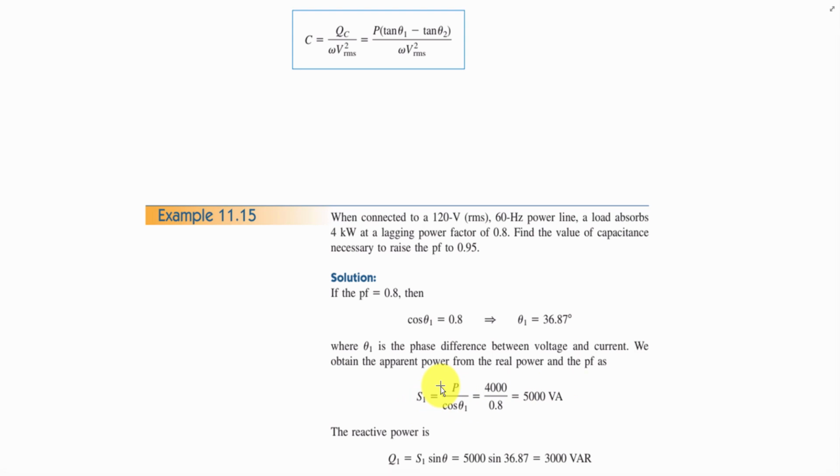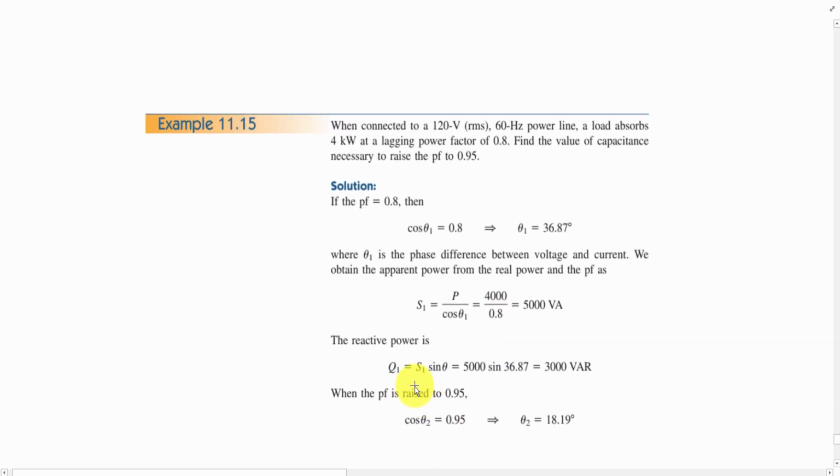So we just figure out the apparent power is 5000 VA. The quadrature power is the apparent power times the sine of the power factor angle. That is 3000 VAR. I could have written it as 5000 angle 36.87 in polar form, and in rectangular form that would have been 4000 plus j3000, because that's the reactive power.